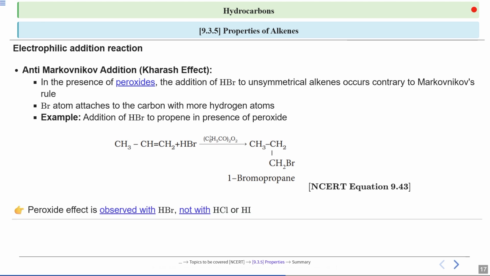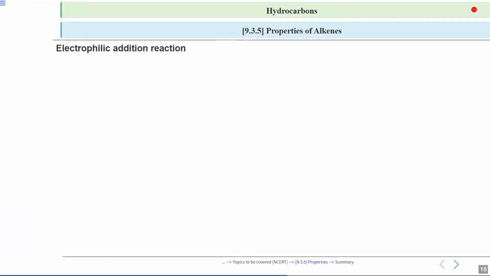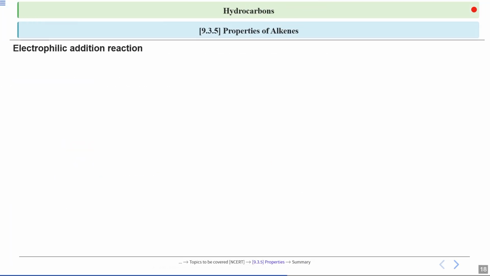So what we can say, the peroxide effect is always observed with HBr and not with HCl or HI. Now this is an important point to remember. You can get your anti-Markovnikov addition with the help of peroxide only with HBr and not HCl or HI. Remember, this is very, very important for you. Moving on further, next we will see the mechanism of this anti-Markovnikov addition. So let's see how it is added.